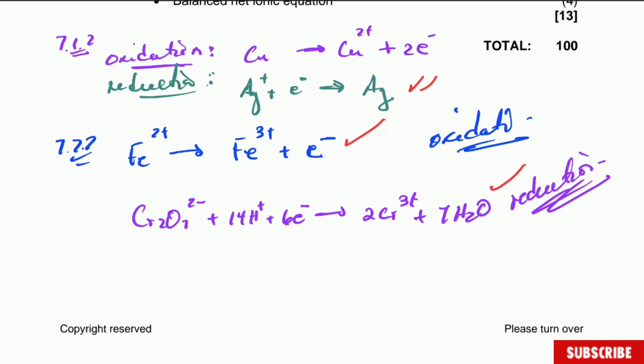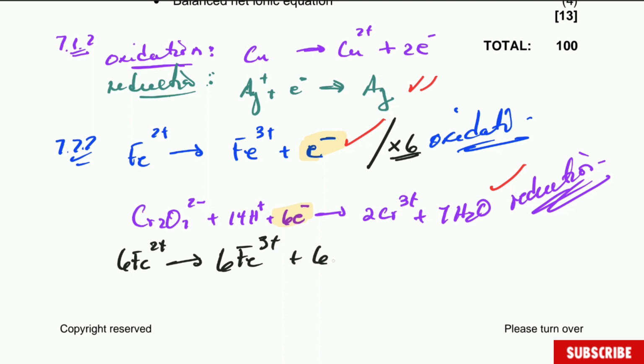Now the rest is quite simple. We have to make sure the number of electrons are the same. So they need to have this number of electrons the same. How can I solve that problem? Mathematics. I'm going to multiply the first one by 6. That's all. Everything multiplied by 6. So I will get 6 Fe2+, 6 Fe3+ plus 6 electrons.